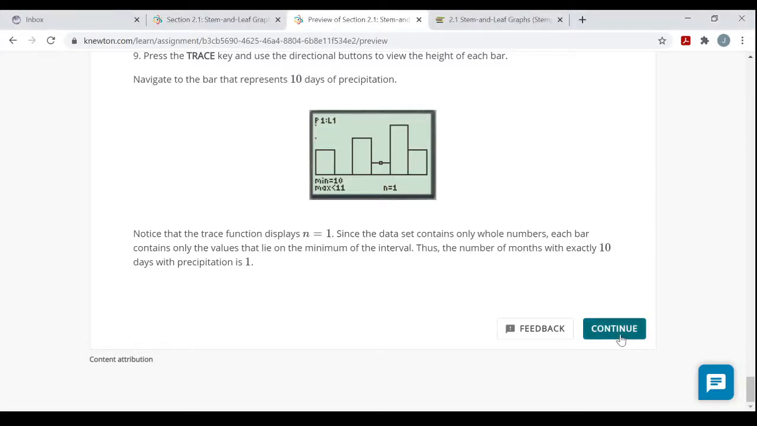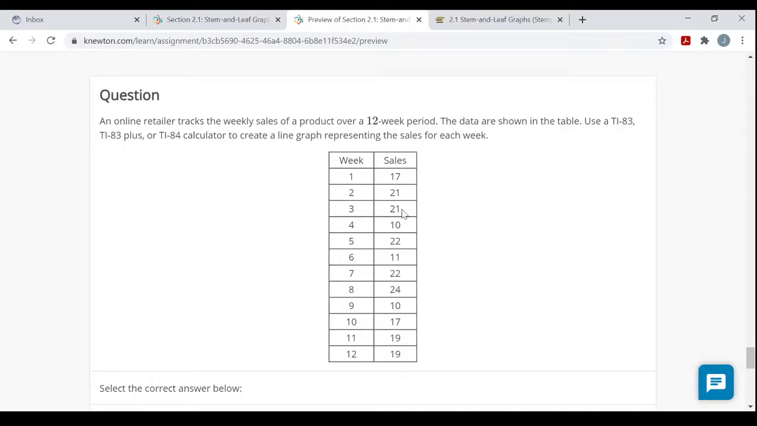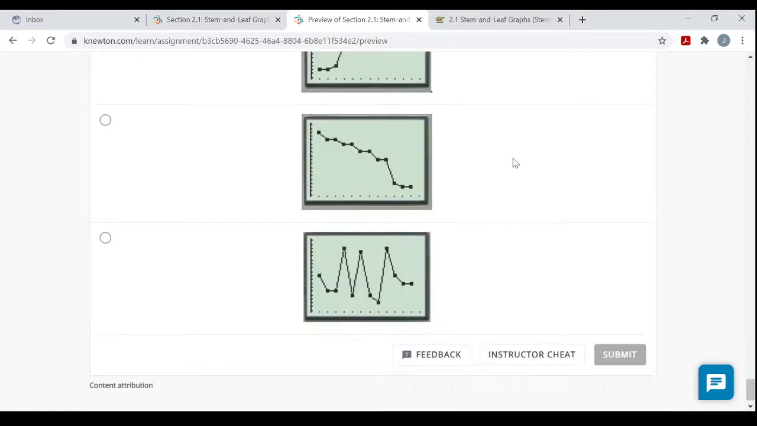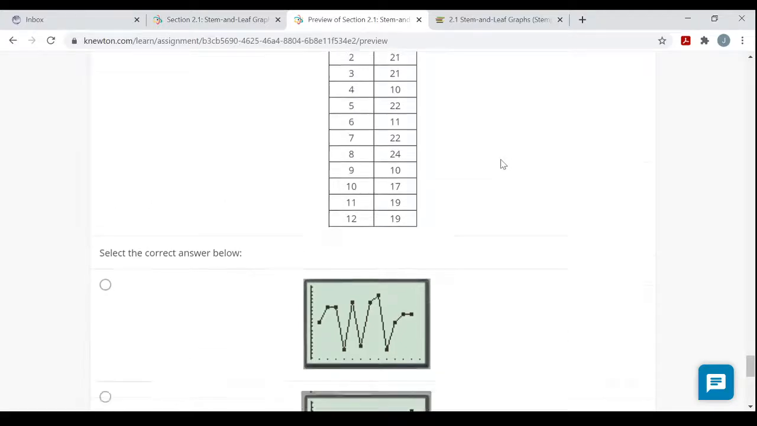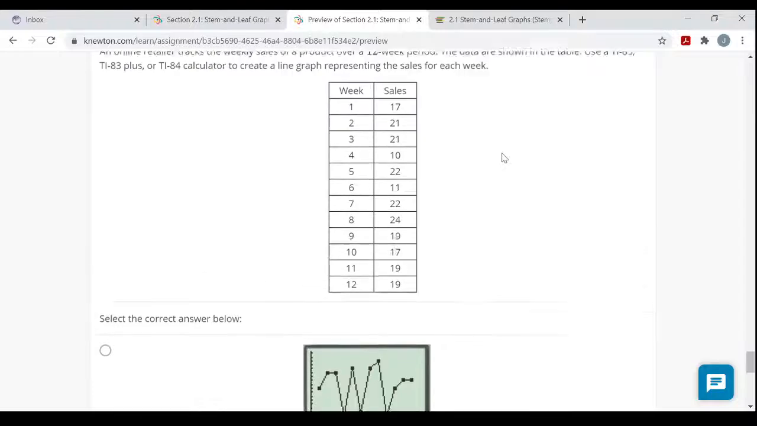Okay, so let's continue on and actually do some questions related to this. So an online retailer tracks the weekly sales of a product over a 12-week period. The data are shown in the table below. Use a calculator to create a line graph representing the sales for each week. So I'll make a line graph. Now you can work on the calculator, but look, it is multiple choice, so you can probably figure it out.